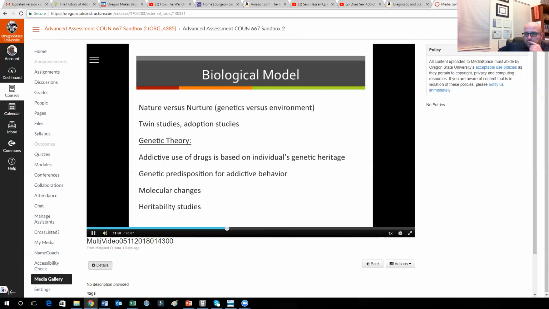During this time, we saw the debate of nature versus nurture, or genetics versus environment. This is under the biological model. Here we see twin studies, adoption studies, and other heritability studies. Testing genetic theory, the idea that addictive use of drugs is based on individuals' genetic heritage, that there are genetic predispositions for addictive behavior, and that this occurs on the molecular level.